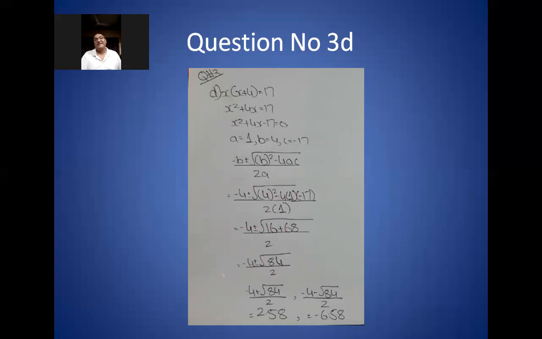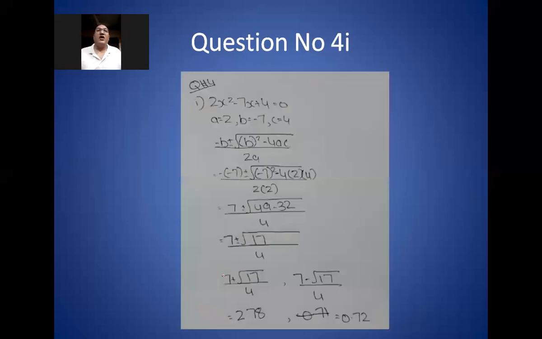So now you have two options. One option will be, in your calculator, you will write minus 4 plus under root 84 equals, divided by 2 equals, and the answer given to you will be 2.58. And the second option will be, in your calculator, you will write minus 4 minus under root 84 equals, divided by 2 equals, and that will give you minus 6.58. So this is how, my dear students, you will solve the question number 3D part. And so we are done with the question number 3. There were 4 parts of the question number 3, A, B, C, and D, and hopefully you have understood this.